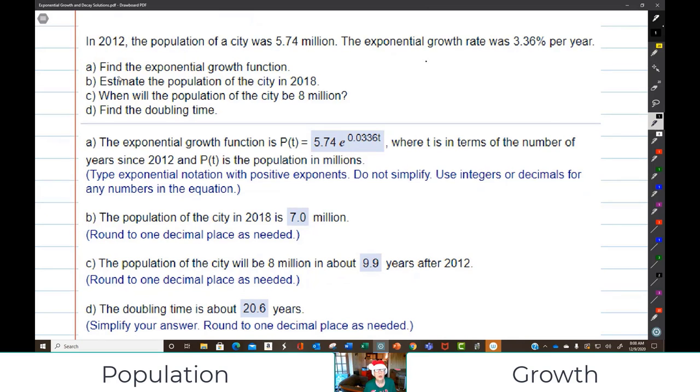Okay, so in 2012, the population of a city was 5.74 million. The exponential growth rate was 3.36% per year. Find the exponential growth function.